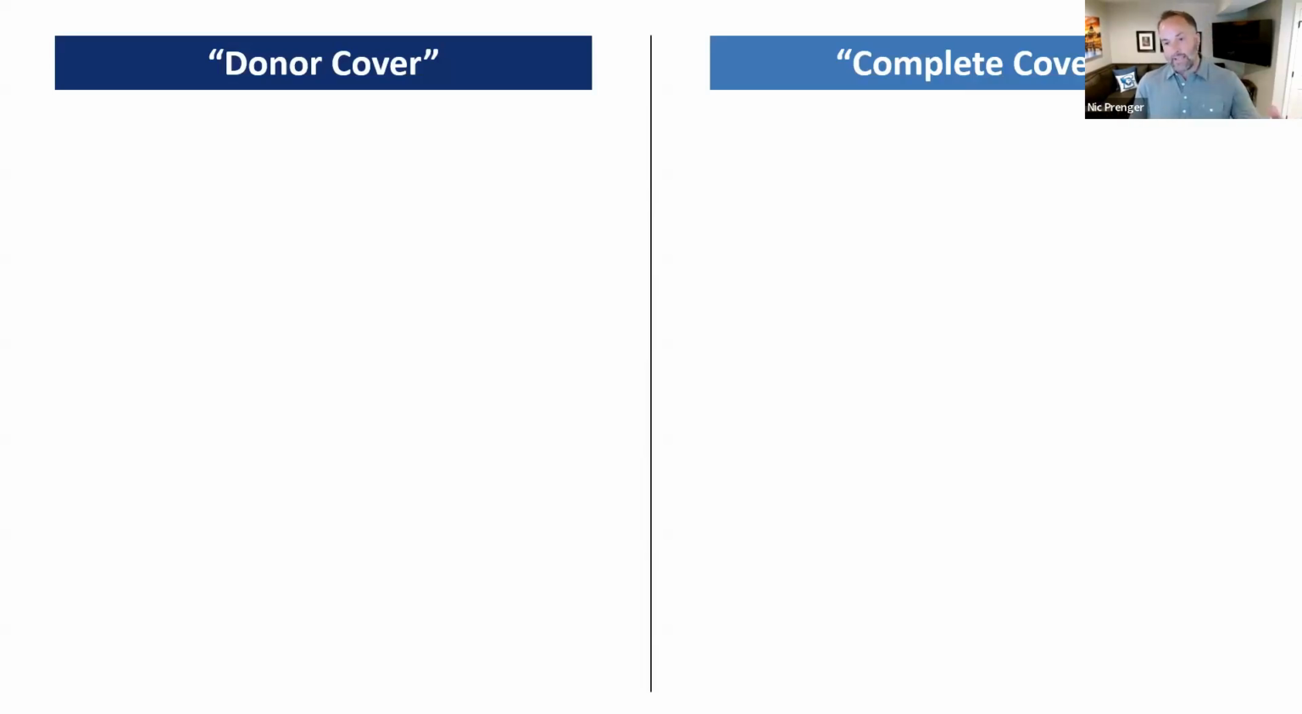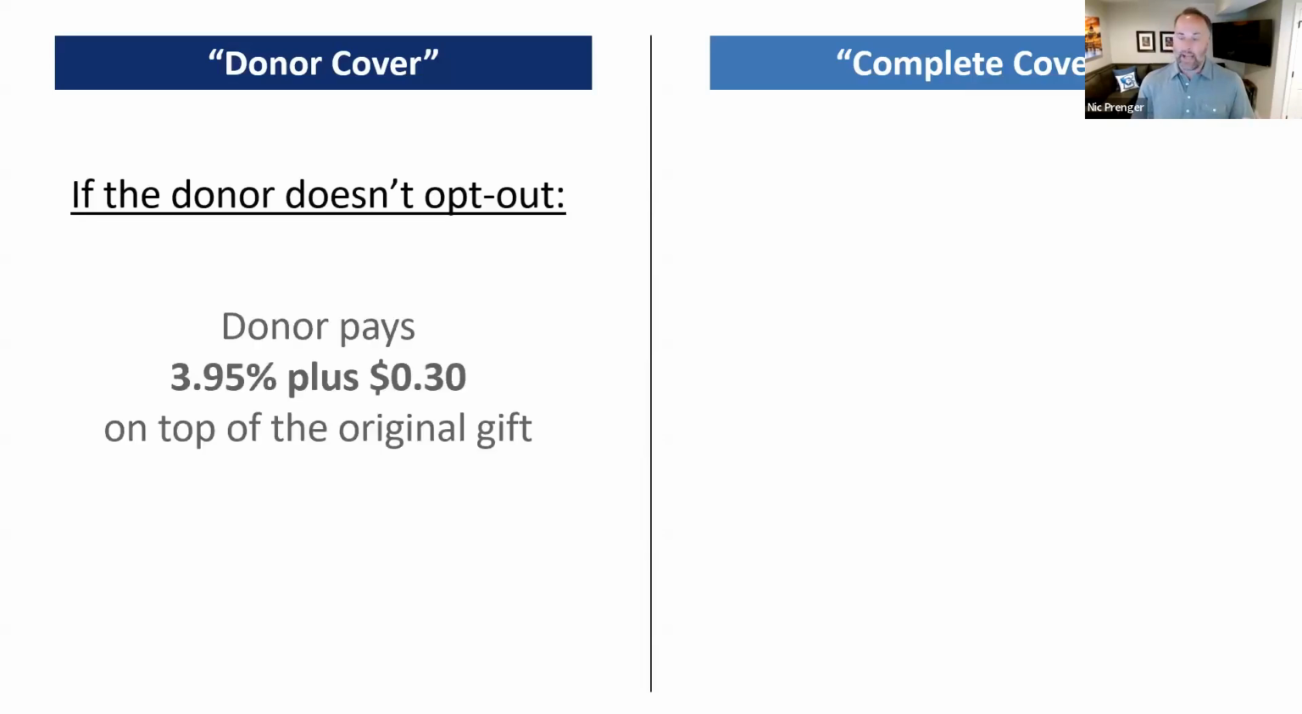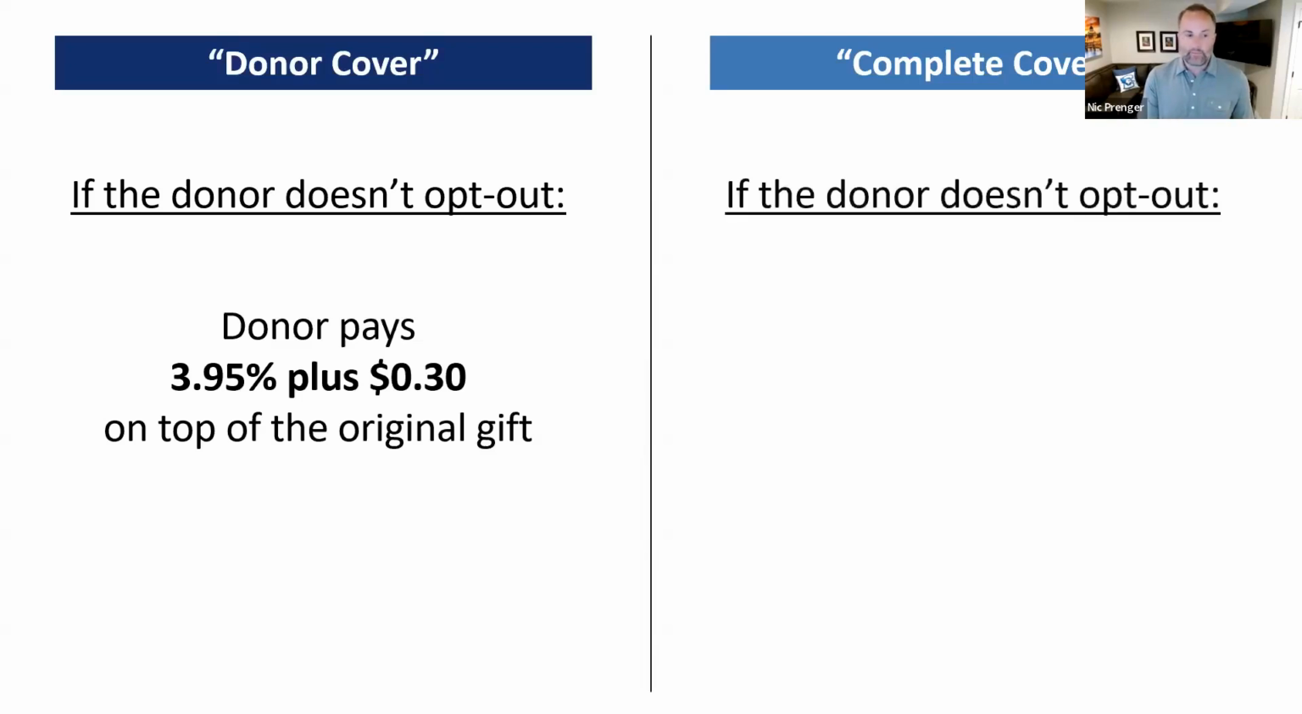Here's that next step though. On donor cover, if the donor doesn't opt out, this is what happens. The donor will pay 3.95% plus 30 cents on top of the original gift. We're going to use an exact example, so we'll put real numbers in front of you. Donor cover, common 3%-ish transaction fee. They can opt in or out. That's what they're going to pay.